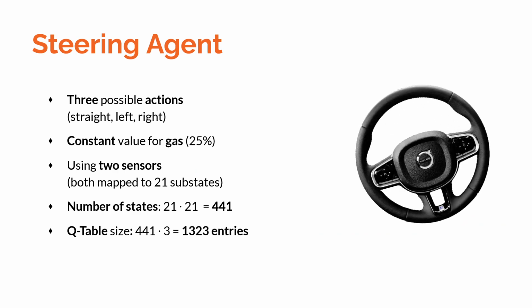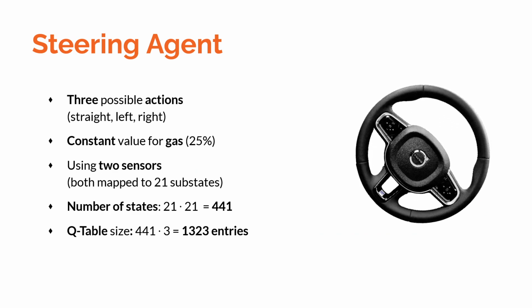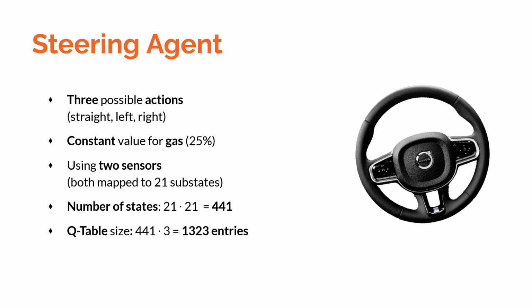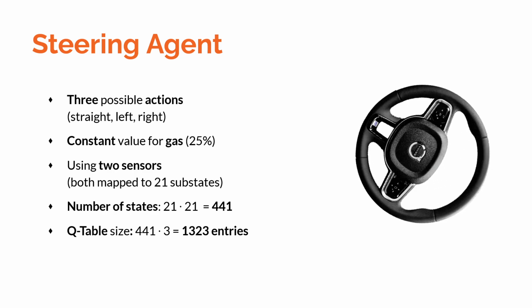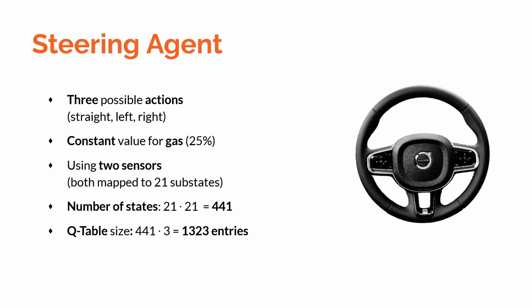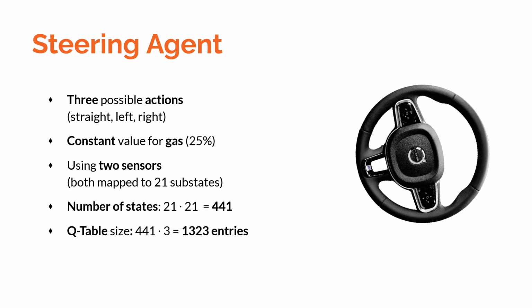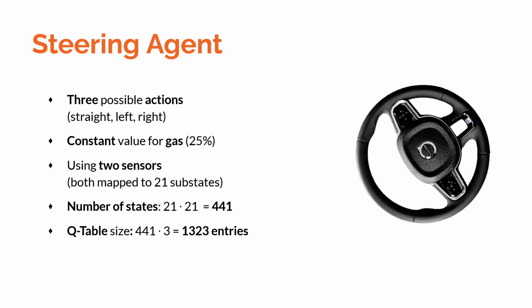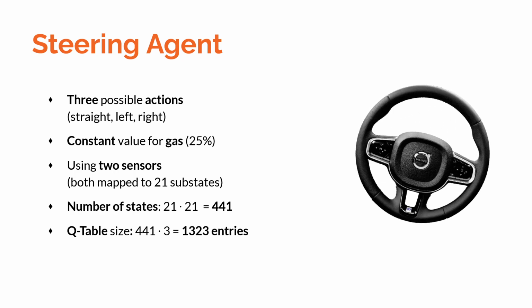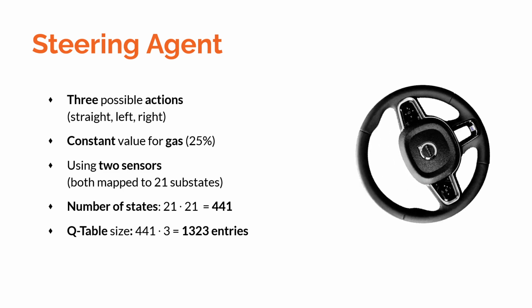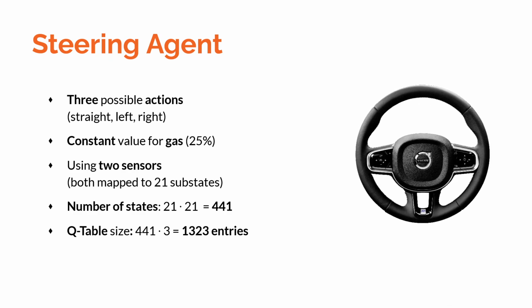So for the steering agent, we first define 3 possible actions, which is going straight, going left, and going right. And we will use a constant value for gas of about 25% of what is possible. We will only use 2 sensors, which are both mapped to 21 substates. That means we have a total number of 441 states, and times 3 is 1323 entries in our Q table.